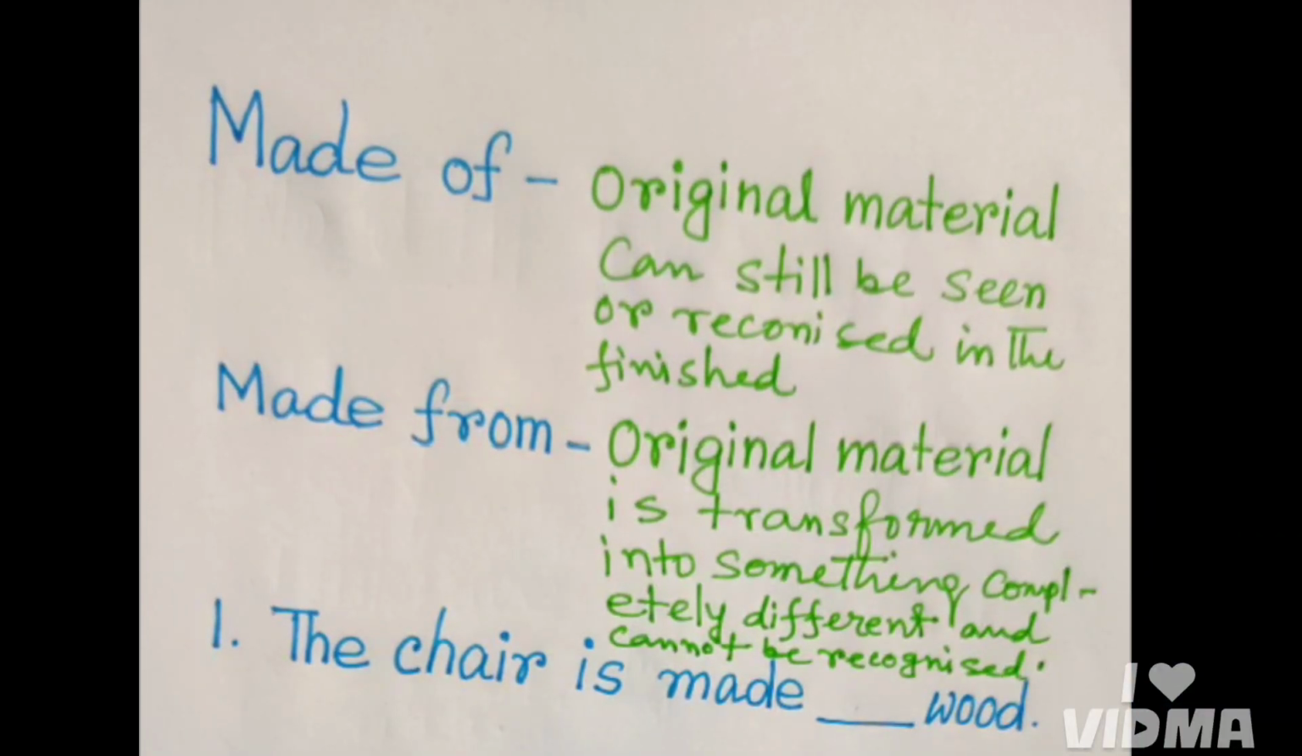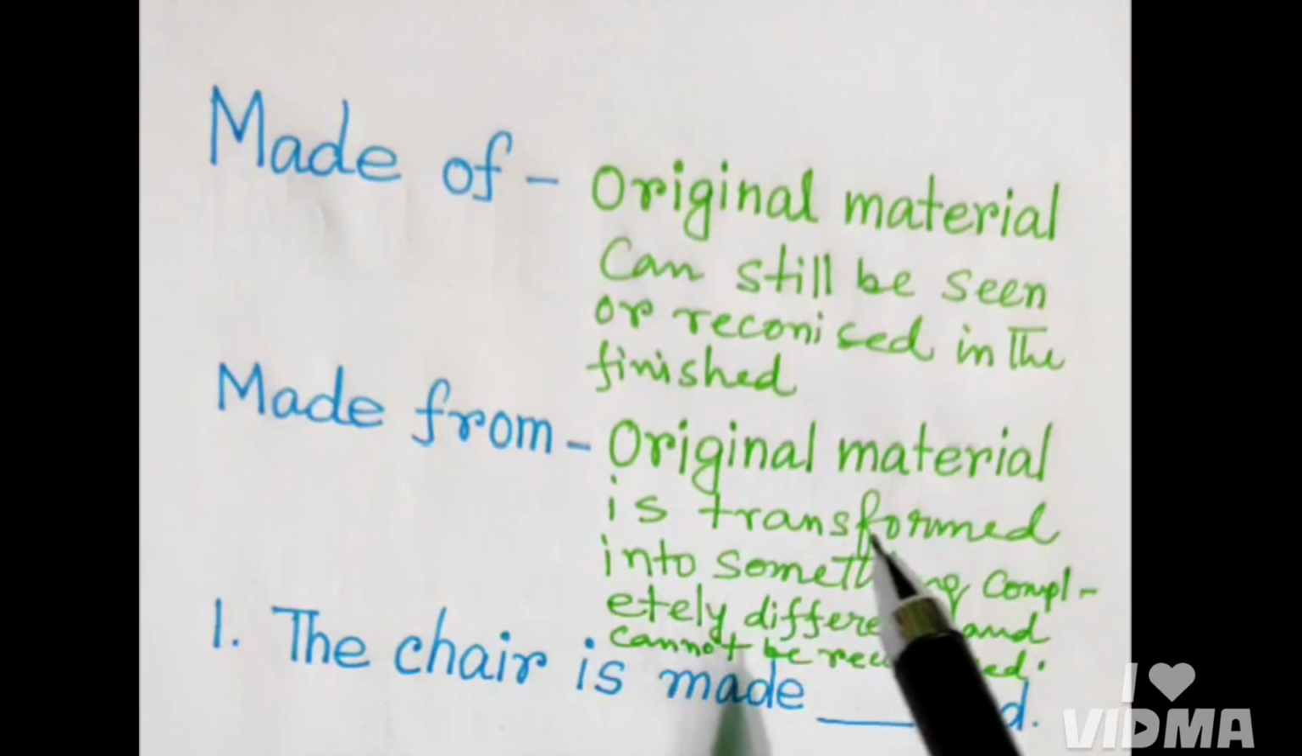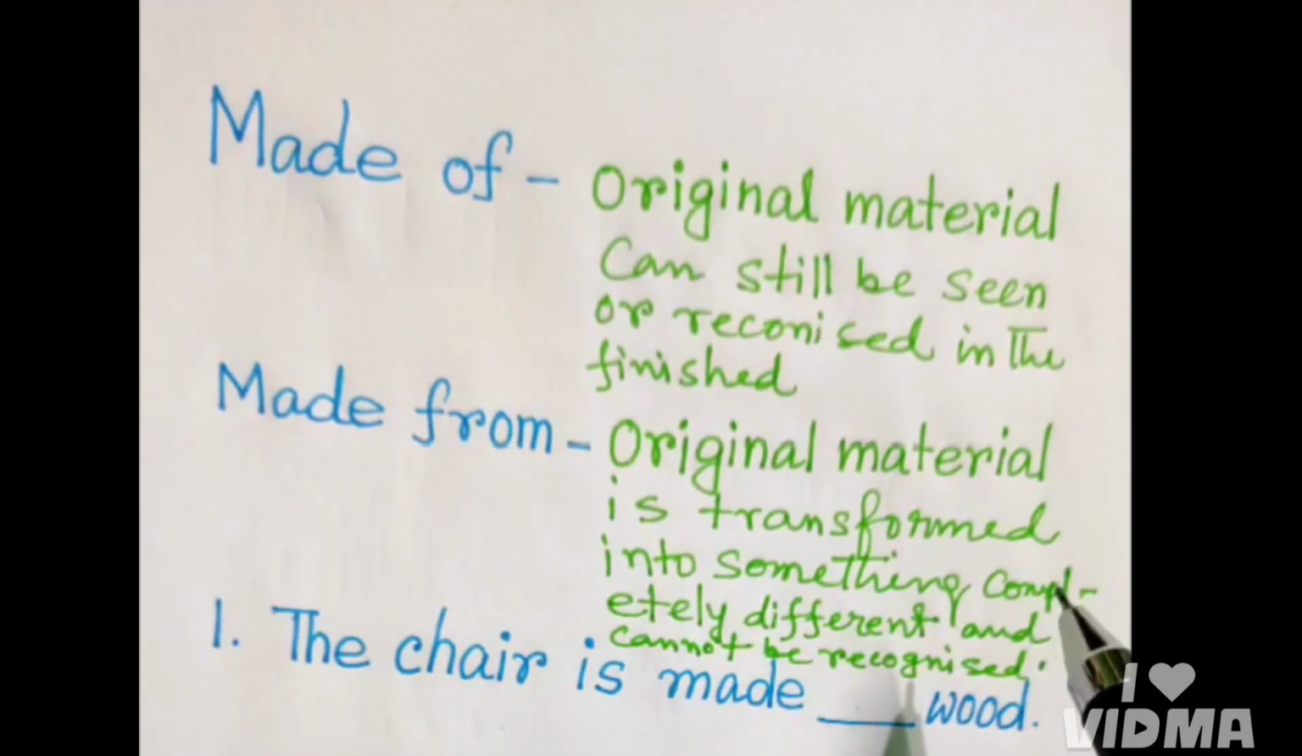Today we are going to discuss made of and made from. What is the difference between made of and made from? Now see the explanation. Made of: where to use made of? Made of is used where the original material can still be seen or recognized in the finished product. Or made from, where the original material is transformed into something completely different and cannot be recognized.